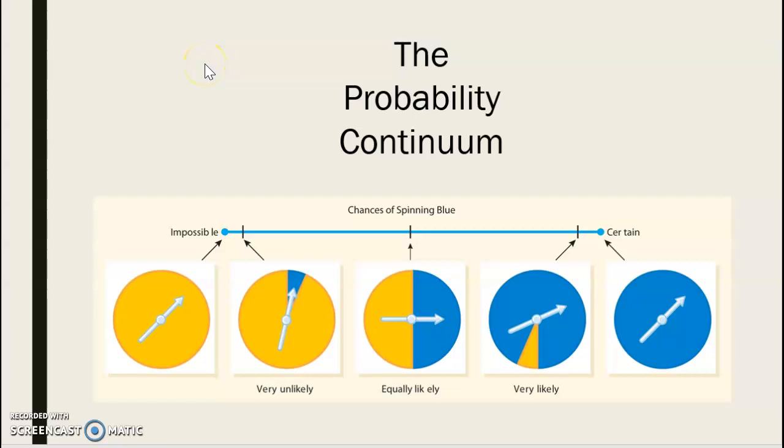The second way to introduce probability was the probability continuum, and this one was just stating the line, and one side would be impossible, and the other side would be certain. For example, in the example that the book gave, what is the probability that the spinner would spin blue? They will line it up as to where they think it would belong. So the whole yellow one would be impossible, and the full blue one would be certain.